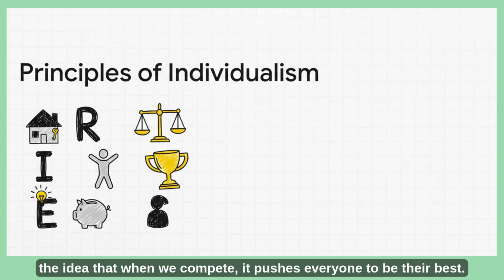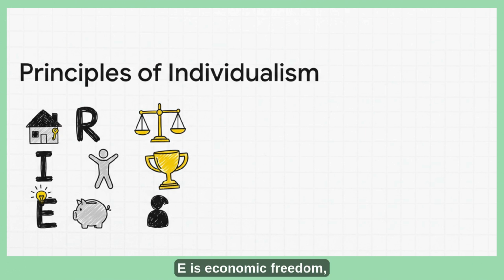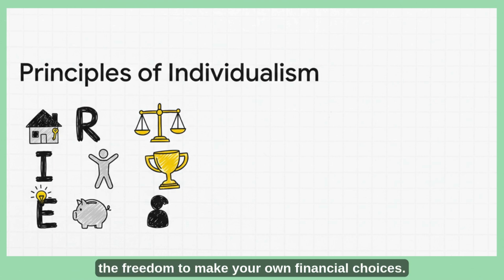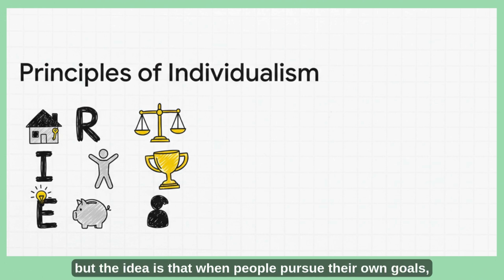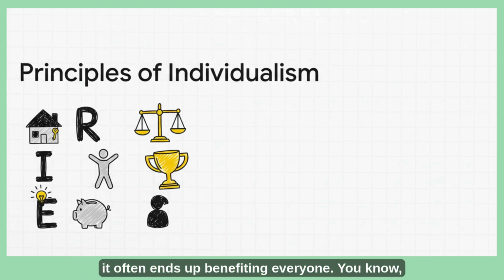C is for competition, the idea that when we compete, it pushes everyone to be their best. E is economic freedom, the freedom to make your own financial choices. And finally, S is for self-interest, which sounds a bit selfish, but the idea is that when people pursue their own goals, it often ends up benefiting everyone.